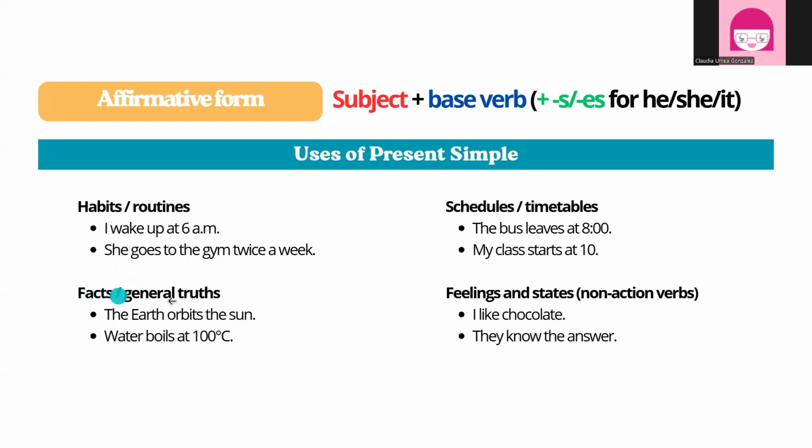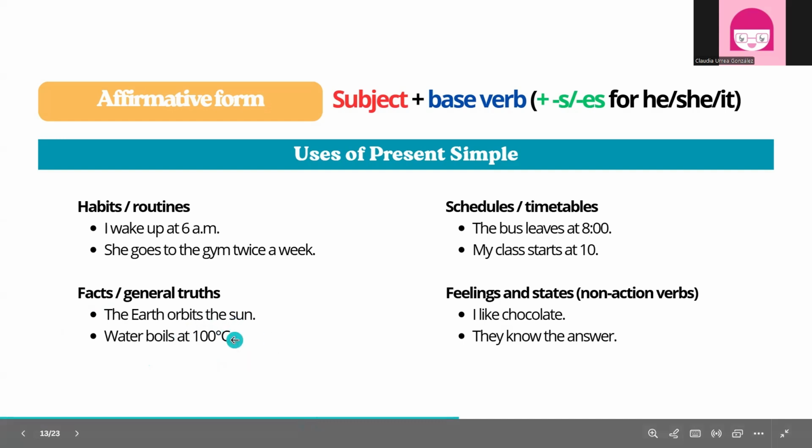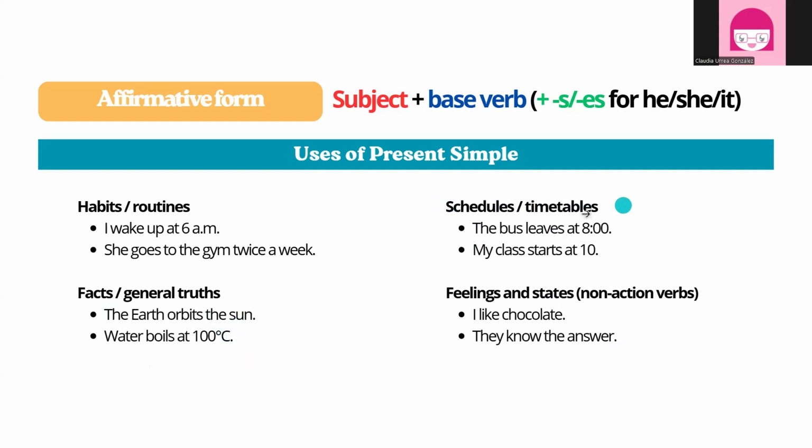Then we have facts or general truths. For example, the Earth orbits the Sun. That's a truth. You cannot change that fact. Yes? And water boils at 100 degrees Celsius. Then schedules or timetables. The bus leaves at 8 o'clock. Or my class starts at 10 o'clock.